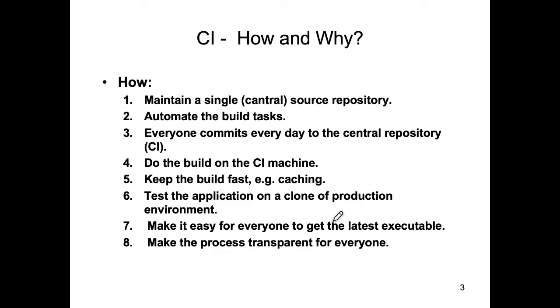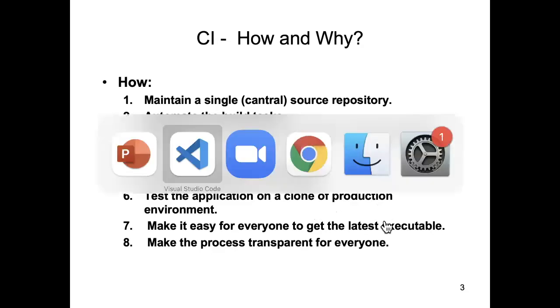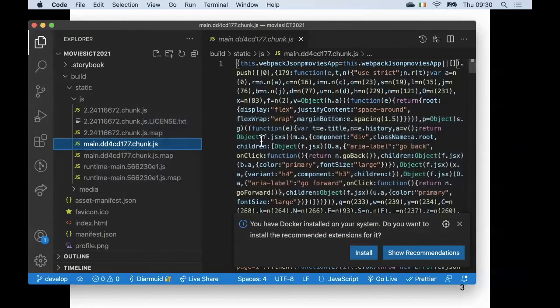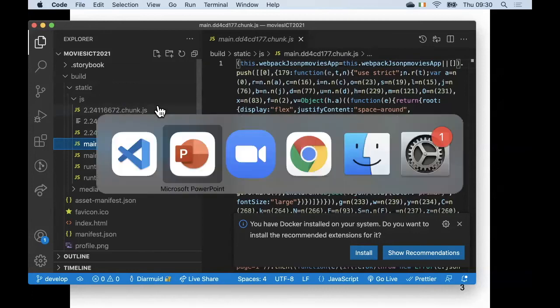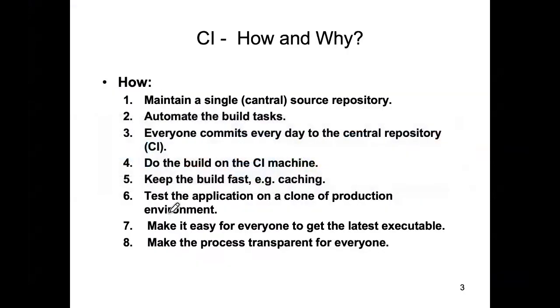Number 7, make it easy for everyone to get the latest executable. The executable would be those compressed JS files that I showed you there. Because just to flip back here, in terms of git ignore, we never include these things in what's pushed up to GitHub, because these are all generated files. So I guess we should store them somewhere that everybody can get at them and get at the most recent version potentially.